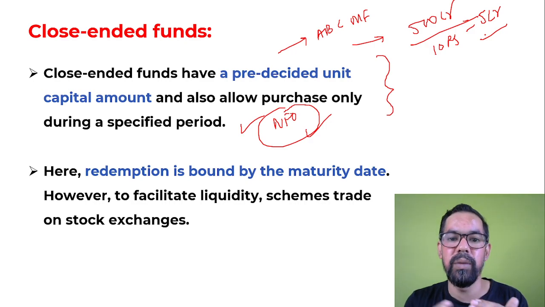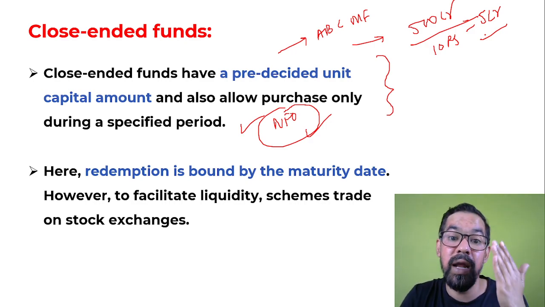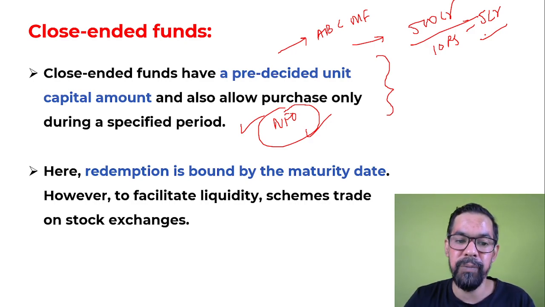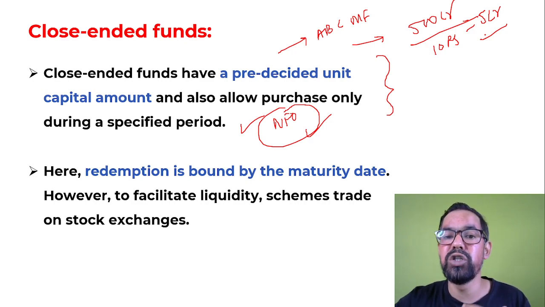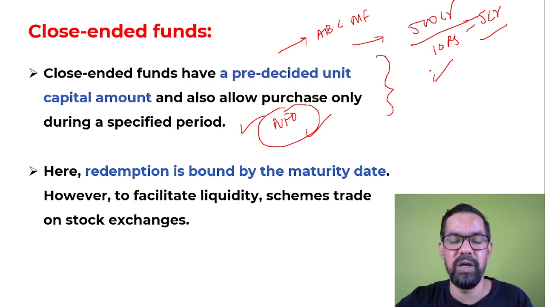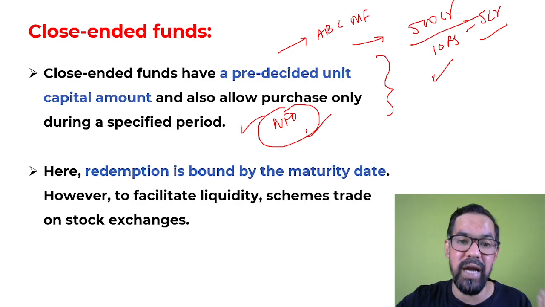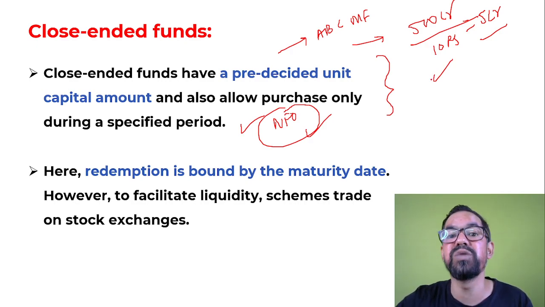you can invest in this particular one at the time of NFO or at the time of introduction or listing of that particular mutual fund. Okay, and even the maturity period is also fixed in this particular one. So let's say the lock-in is 5 years, so you cannot liquidate these types of mutual funds before 5 years.